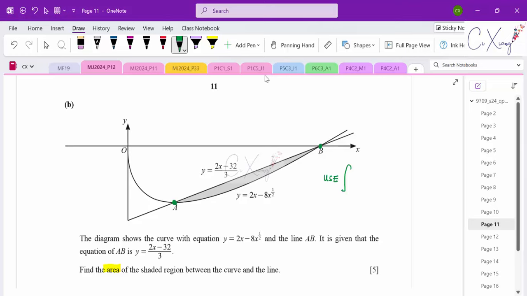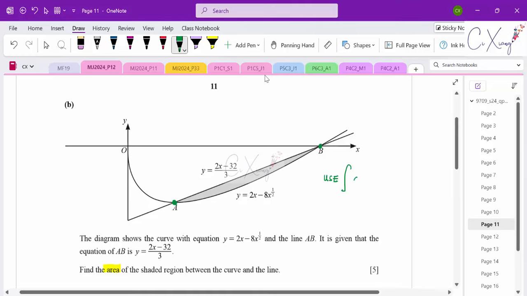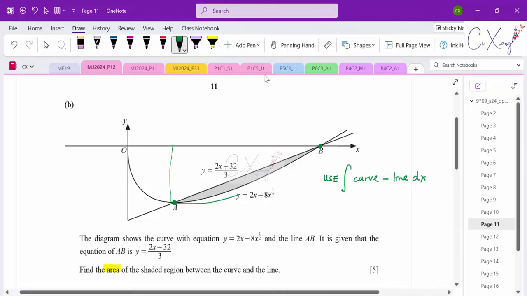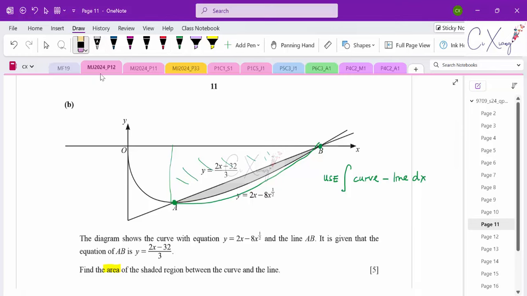Okay, and when the area is bounded by the curve and also the line, then basically you have to take integration of the curve minus the line. Or you can take the line minus the curve. But if you have a look at this diagram here, the curve is having a larger area, then the line is having a smaller area. So by right, it should be curve minus the line equation. Okay, and the limit is the coordinate for the A and also the B.